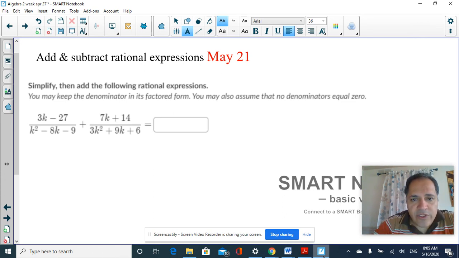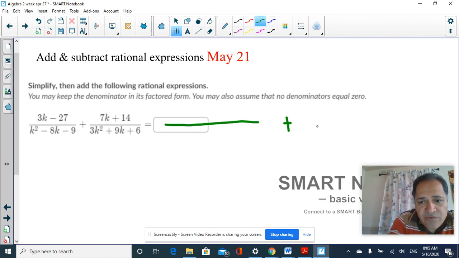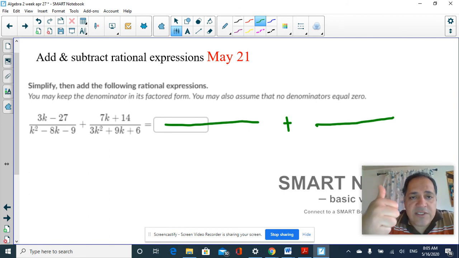So when you start working here, you should make your expressions in factored form. Okay, this is the first step. So first step is factor. Don't forget, the first step is what? Factor.